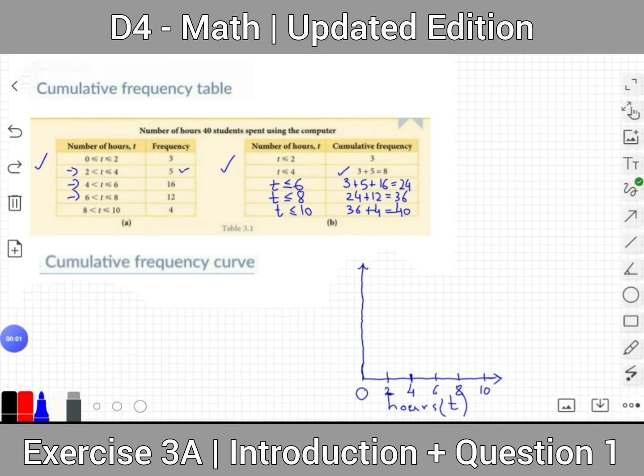So now we have scaled the x-axis from 0 to 10, and now we can label that as hours spent. Then we need to put the cumulative frequencies on the y-axis. So here we will put the cumulative frequencies.